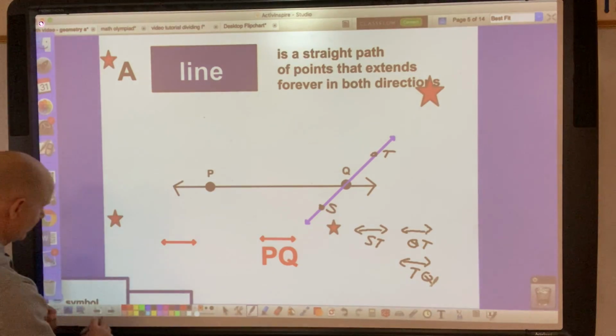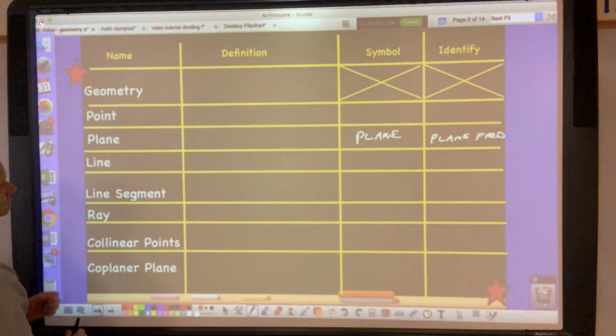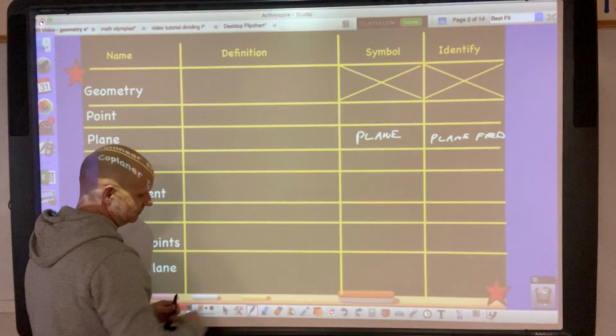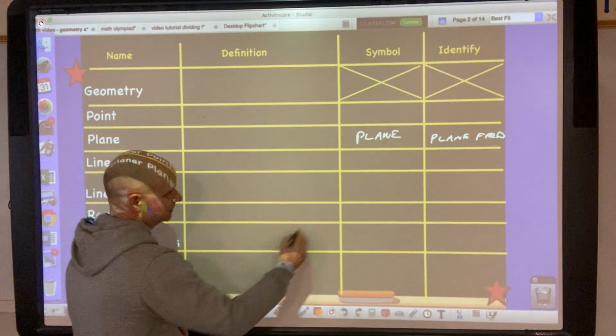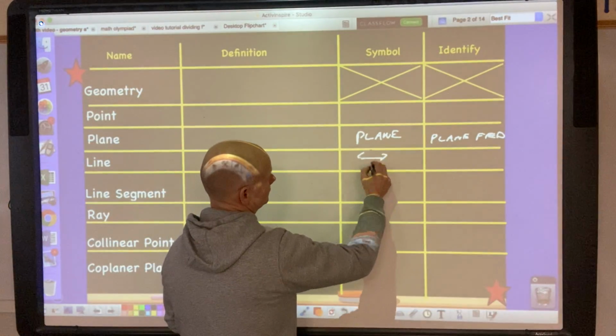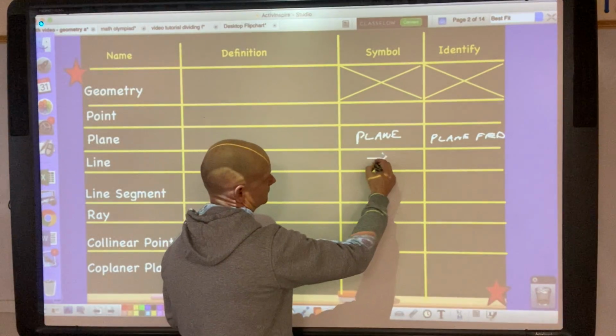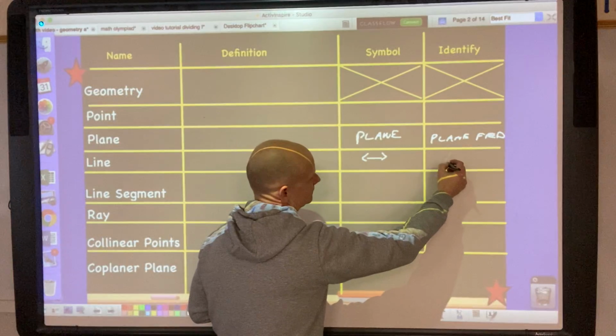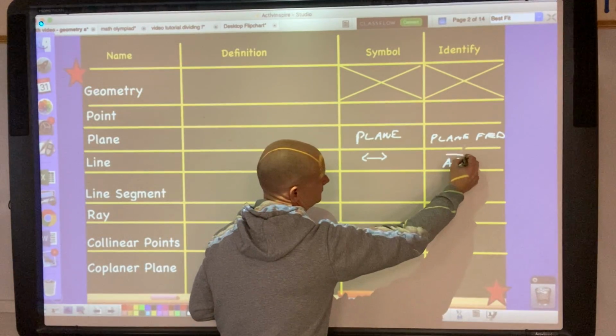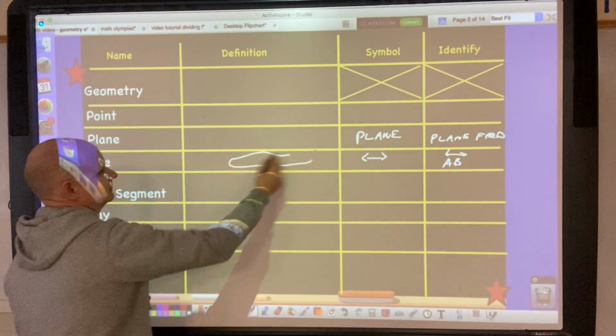Okay, so if you go back to that chart, you're going to write your definition. Remember, the symbol is just the arrow, and that's a bad drawing. Whenever you identify, it's 2 points with the symbol above it. And don't forget the definition.